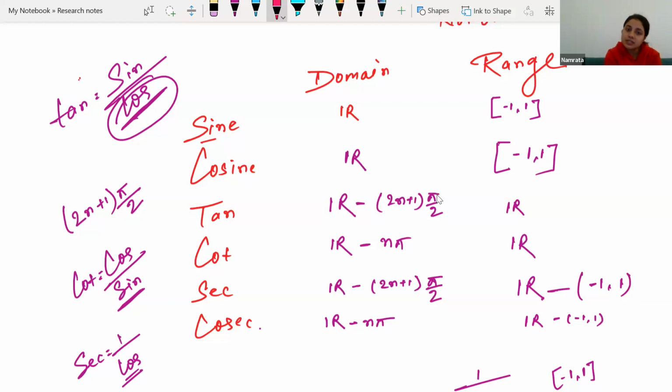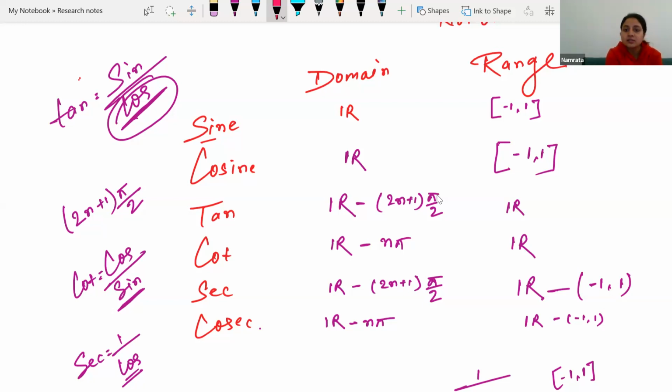Cot, same concept, all real numbers minus, since cot is equal to cos by sine, we will exclude all those points where sine is 0, and we know sine is 0 at n pi, where n is an integer. So at integral multiples of pi, sine is 0. Very interesting topic. And the range is all real numbers.